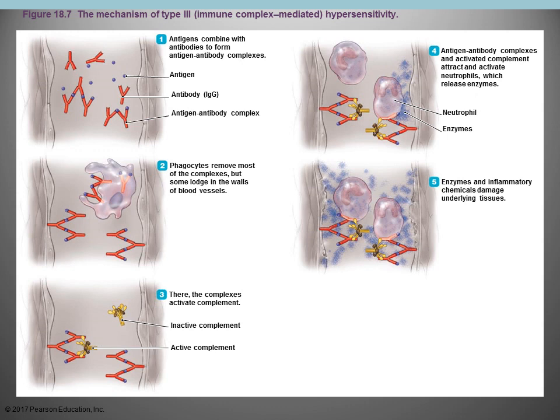This triggers phagocytes to come try to remove some of the complexes, but some of the complexes may not be engulfed and removed. They may attach to the walls of, say, blood vessels. Complement gets activated, and then that attracts neutrophils, which are going to release various enzymes and chemicals that trigger inflammatory response and ultimately causes some damage to underlying tissues. A short time period of the inflammatory response is okay. Long-term or a chronic situation does cause tissue damage.